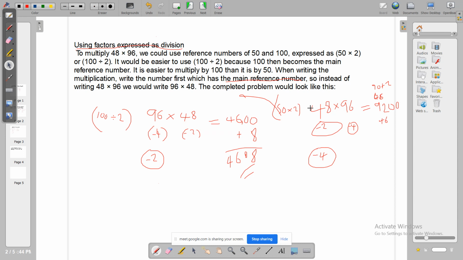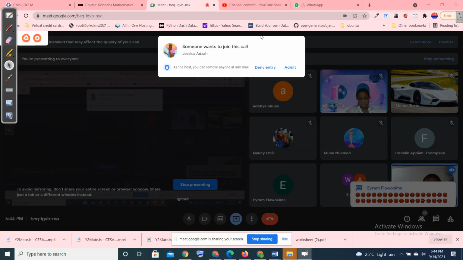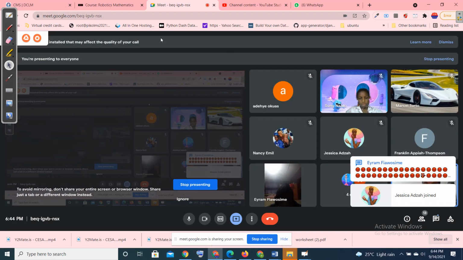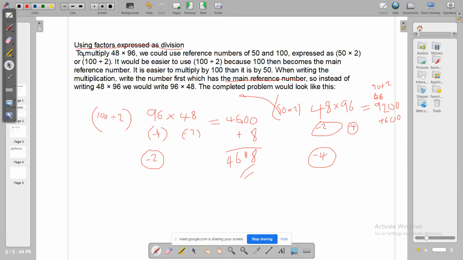Then you add your zeros to them. So you know that 50 times 92 will be what? 4,600. This is what we've done the previous way, so you have to keep all these to be able to get your answer. Do you understand?